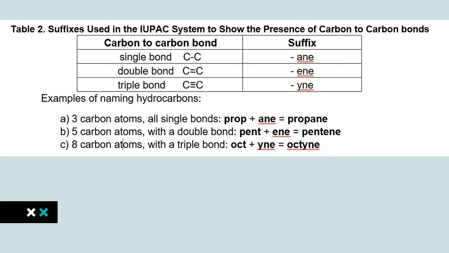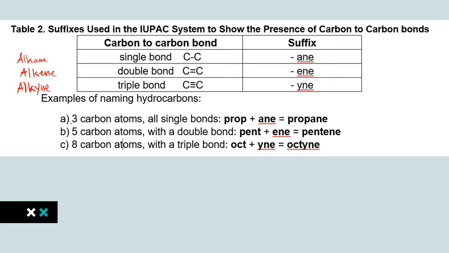Okay, so these are the suffixes. For a single bond, carbon to carbon, or what is this again? It's an alkane. So for an alkane, the suffix ends with -ane. The double bond, C to C, what is this again? Alkene. It ends with -ene. And alkyne, triple bond, it ends with -yne.